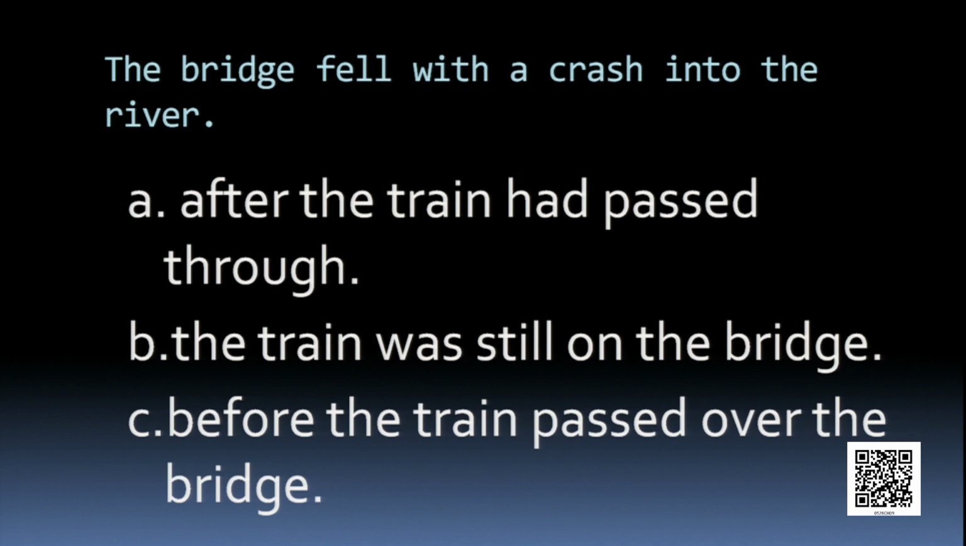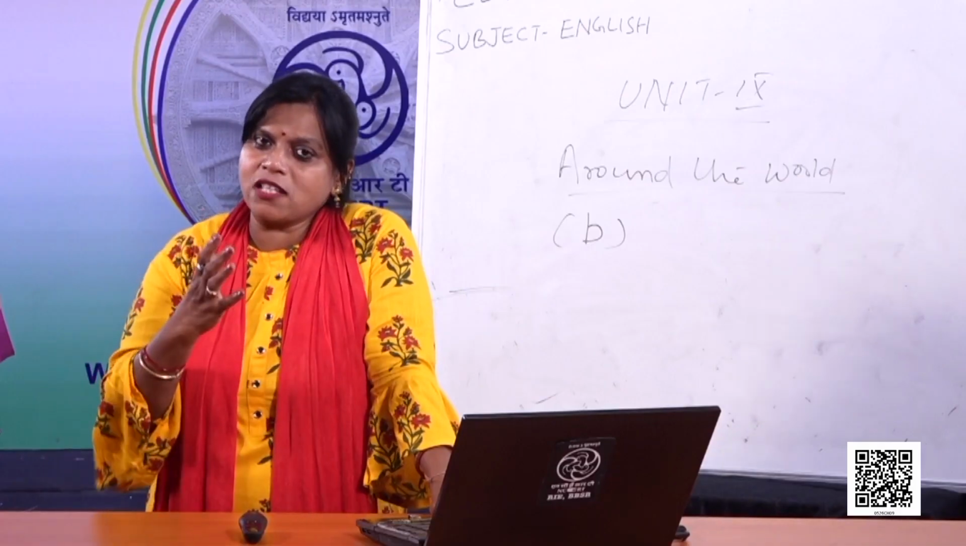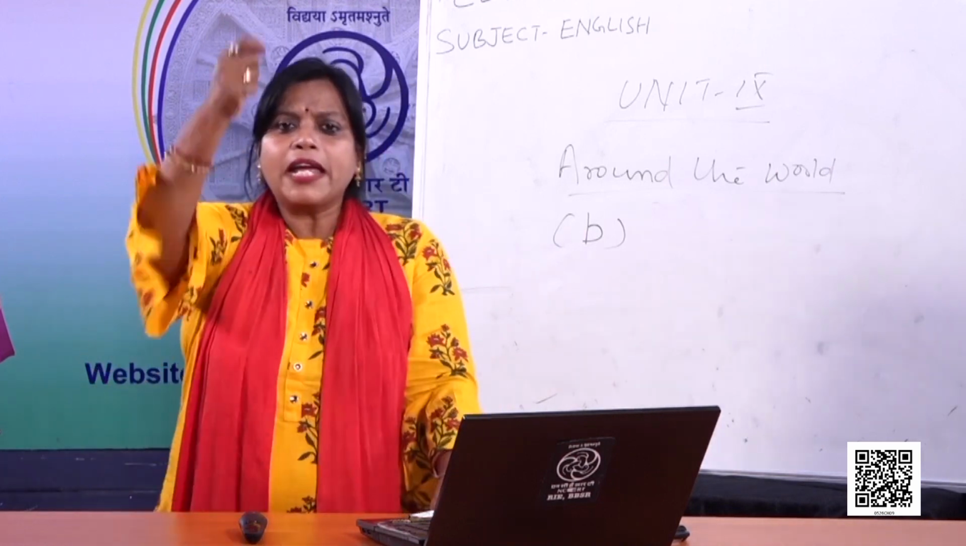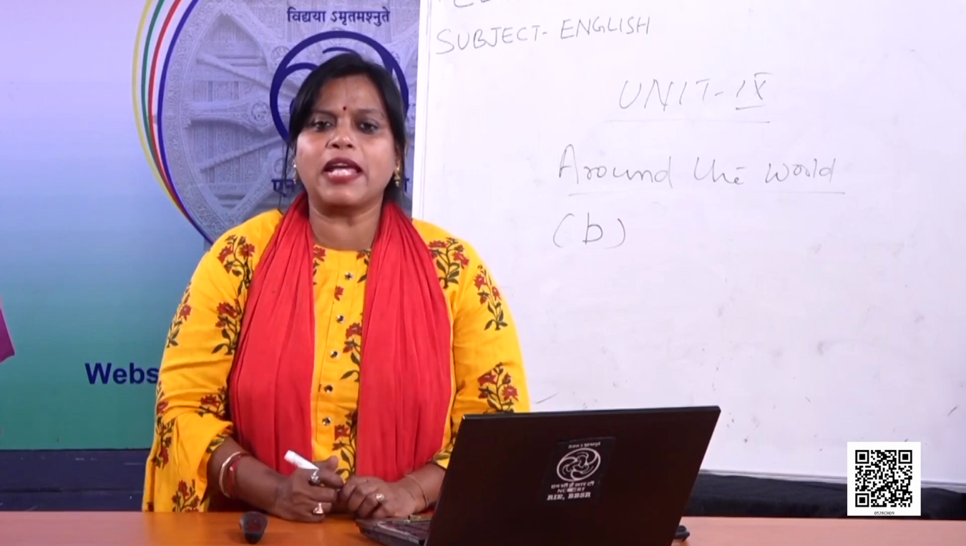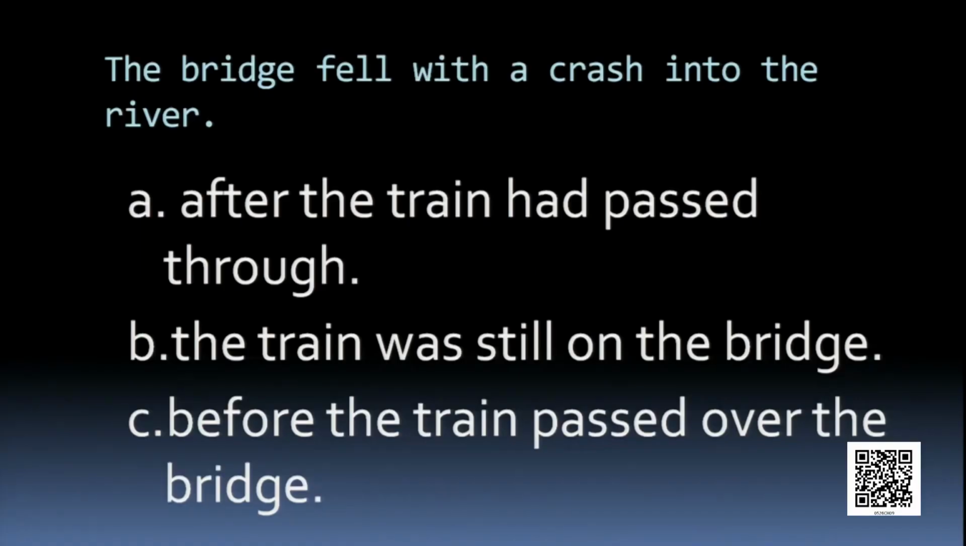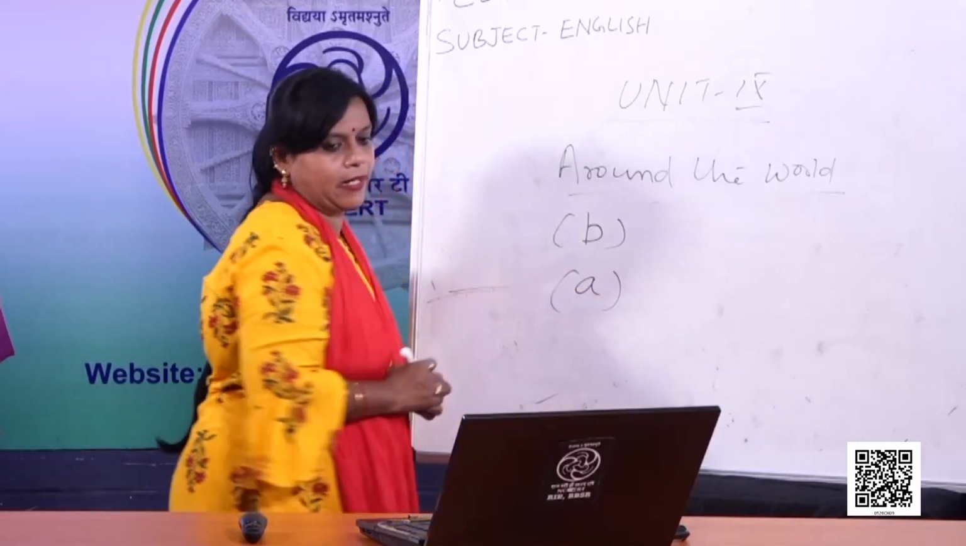Now I explained just now how the train passed, how they took the reverse, and how it goes away from that bridge. So what will be the answer? Yes, good. After the train had passed through. What is the answer? The answer is A here now.